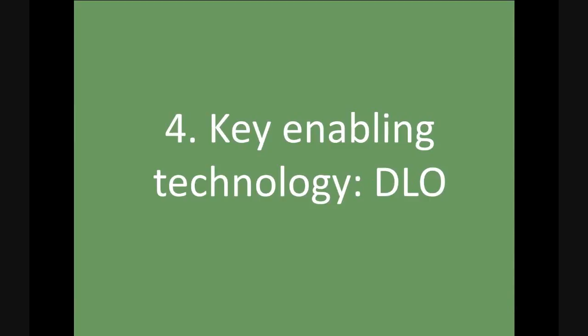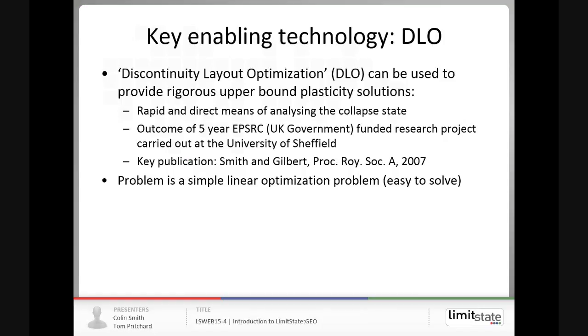Okay, so how does the software actually work? Well, the key enabling technology is what we call DLO, or discontinuity layout optimization, and it can be used to provide rigorous upper bound plasticity solutions, which are very accurate and very close to the true solution. It's a rapid and direct means of analyzing the collapse state, and it was the outcome of a 5-year research project at the University of Sheffield.